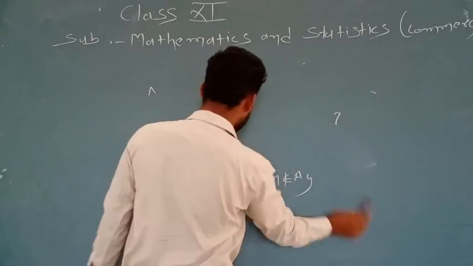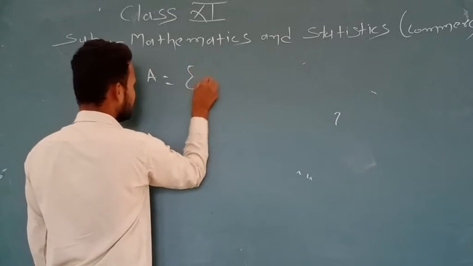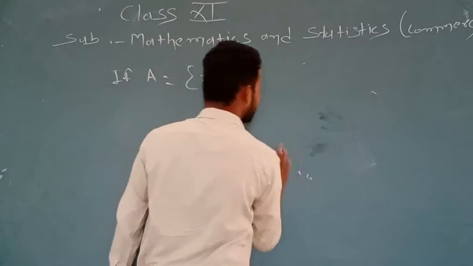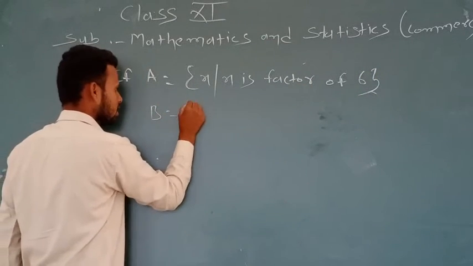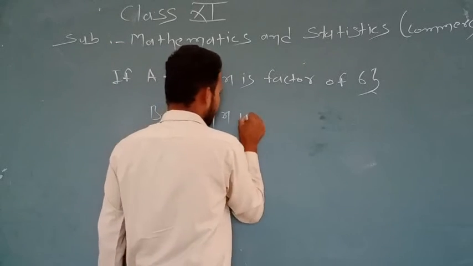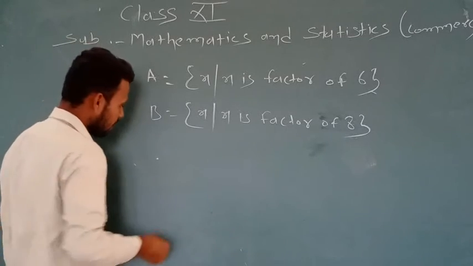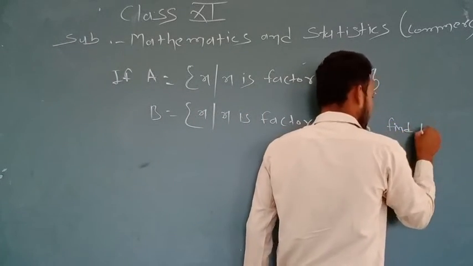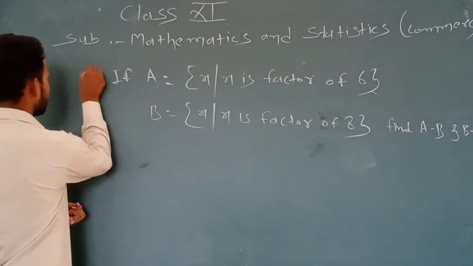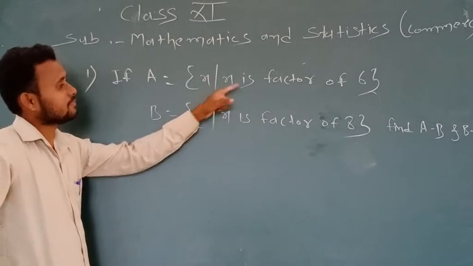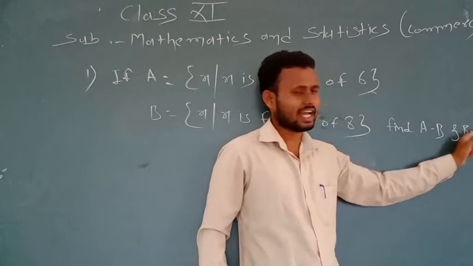For example, if A equals the set containing x such that x is a factor of 6, and B equals the set containing the elements x such that x is a factor of 8, then find A minus B and B minus A. Here, example: if A equals the set containing the elements x such that x is a factor of 6, and B equals the set containing the elements x such that x is a factor of 8, then find the difference between the set A and B and B and A.